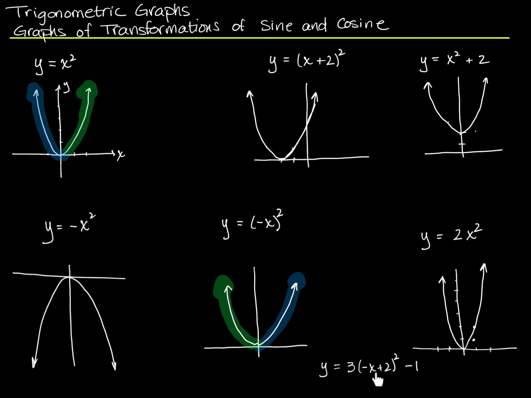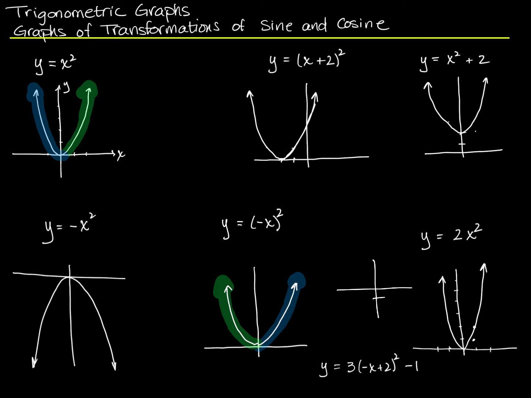The graph of this function here would look just like the graph of y equals x squared, except that it would have been shifted to the left 2 units, flipped over the x-axis, stretched by a factor of 3, so made really long and skinny, and then the whole thing moved down 1 unit. It would look something like this.